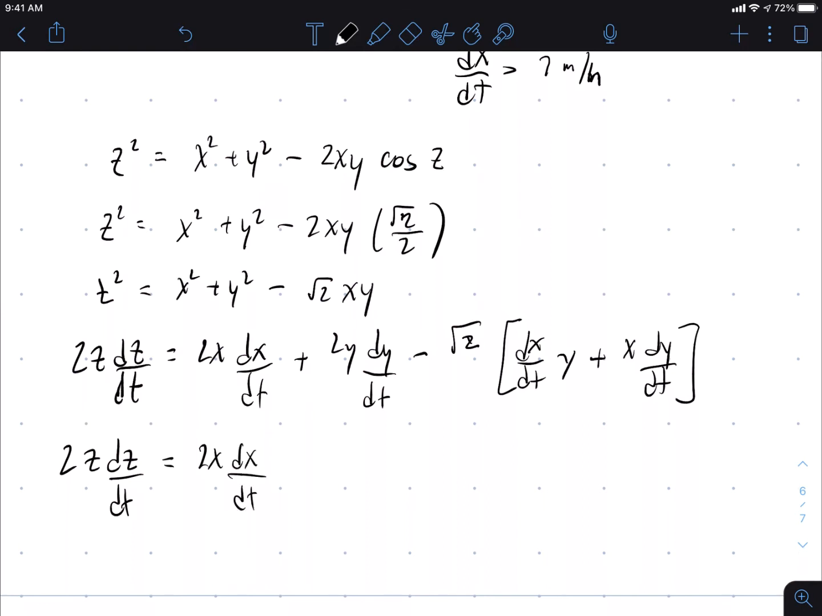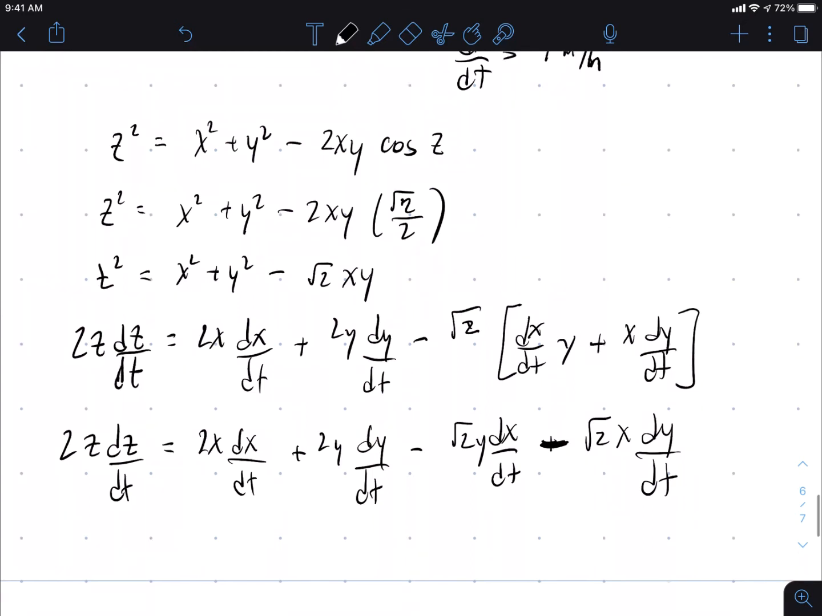I'm just going to try to clean it up as much as I can so you guys can see all the work. I'm going to get root 2 y dx/dt. This should be a minus root 2 x dy/dt. We have some values, don't we?